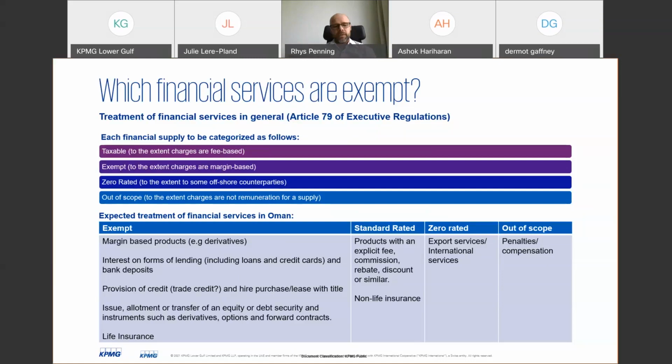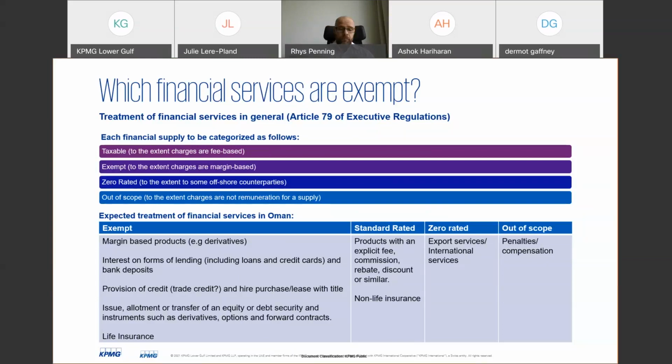Dermot mentioned zero rating for supplies to counterparties who are outside the GCC. So for instance, if you were making a supply, a loan, for instance, to someone in Egypt, that would be zero rated. The consequence of that would still be no output VAT, but as Dermot mentioned, that would allow you to access input VAT on your costs.